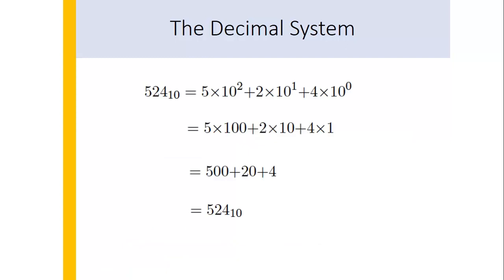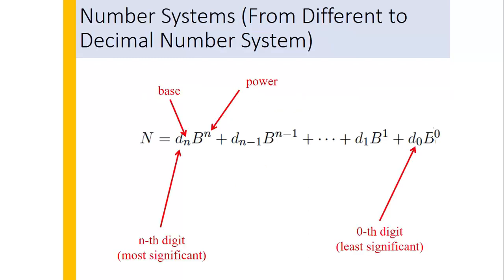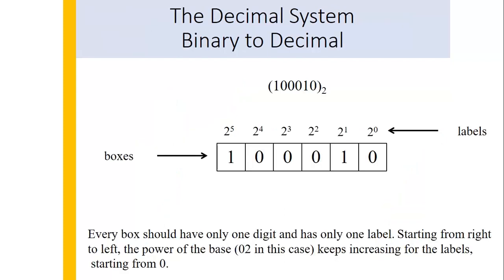Okay, so this becomes 5 into 100 plus 2 into 10 plus 4 into 1, that is 524. This is equivalent to 524 because 524 was in itself a decimal number. Now let's use this equation to convert numbers in binary, octal and hexadecimal, or maybe any other base number system, back to decimal. So let's start with converting a number from binary to decimal.